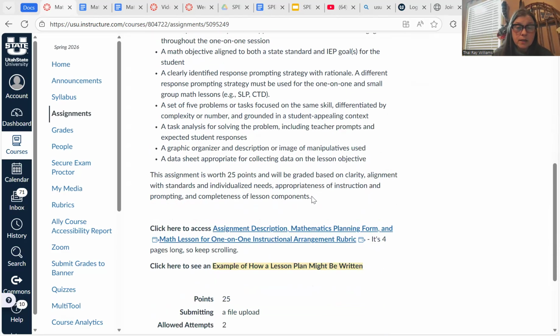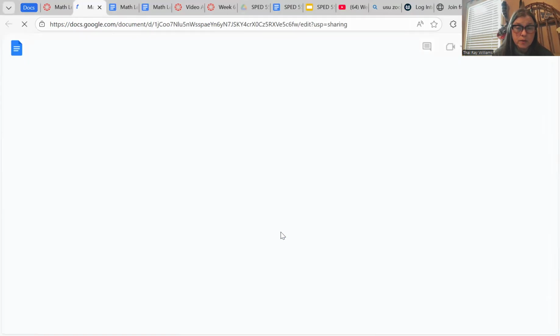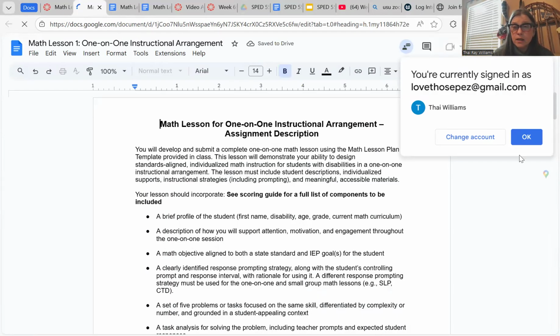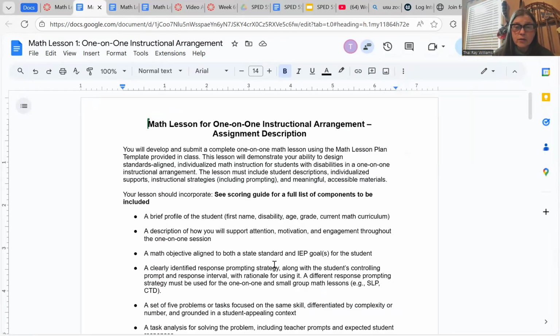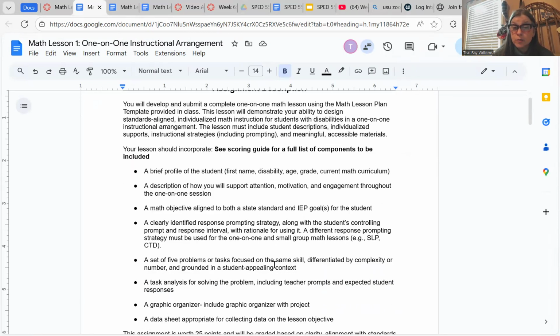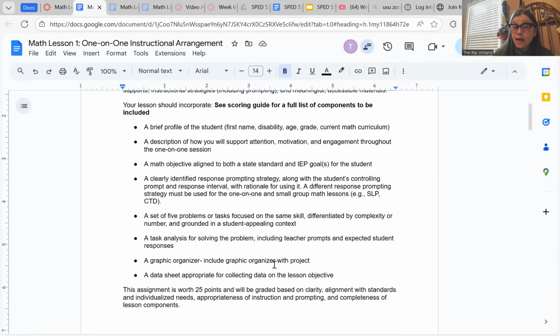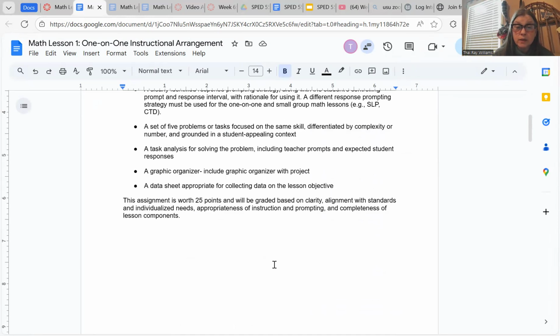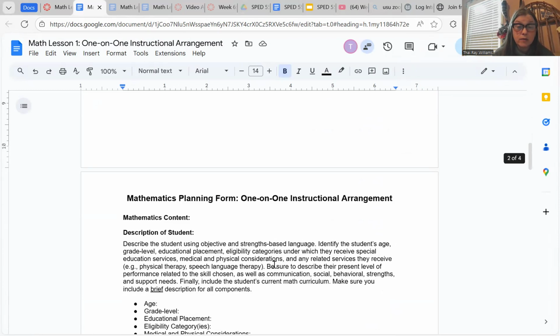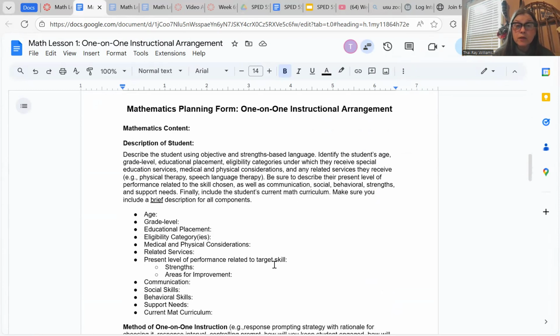And so let me slide down here to the actual template so that you can see it. Again, it starts here with just a general description of what the assignment is, but I'm going to move down here. I do want to say it's worth 25 points, this part of it, and there's a second part of it that we'll look at later. But for this part, you're going to use this math planning form for your one-on-one instruction. You're going to start by listing what your mathematics content is.